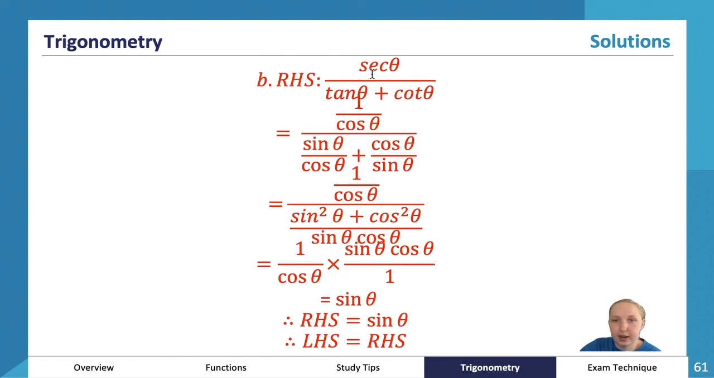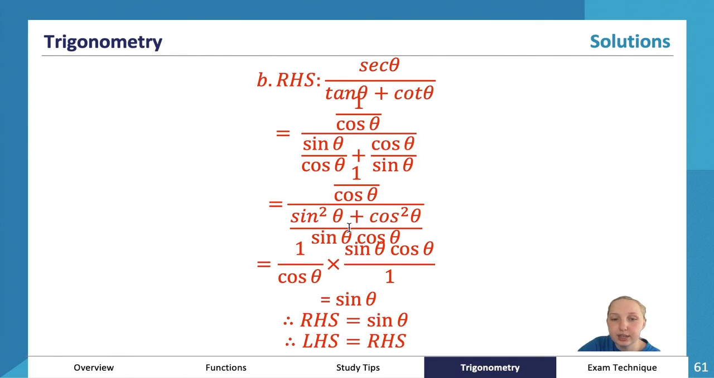Then our right-hand side, we've got sec theta over (tan theta plus cot theta). So we can also write sec as 1 on cos theta. We can also write tan as sine theta on cos theta. We can also write cot as cos theta on sine theta. Then moving these and making this denominator just into one fraction, we'll get (sine squared theta plus cos squared theta) over (sine theta cos theta). Then we'll get 1 on cos theta multiplied by sine theta cos theta on 1.